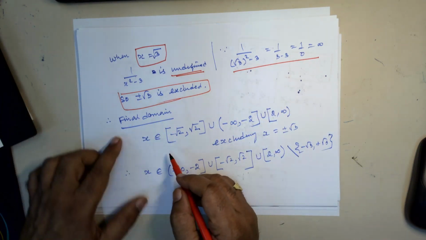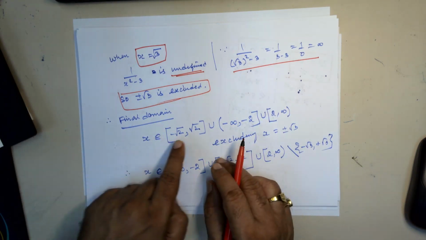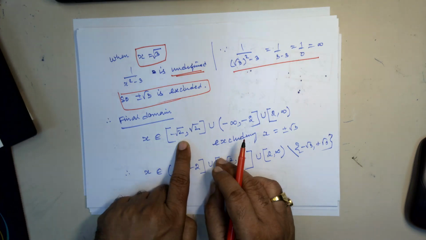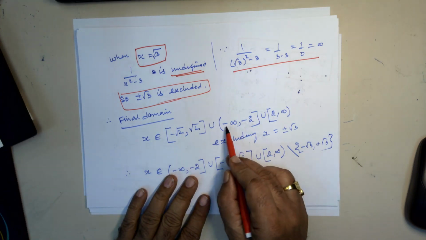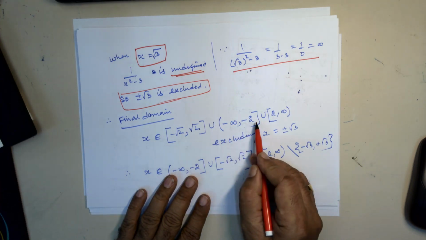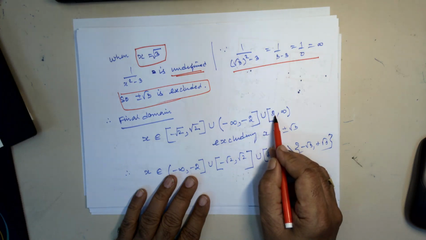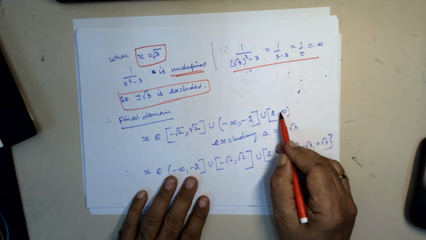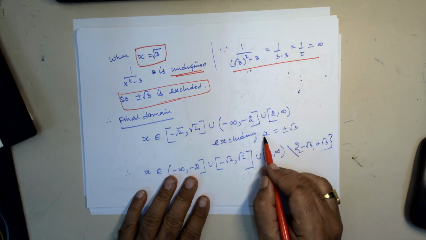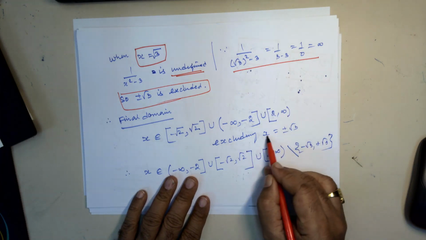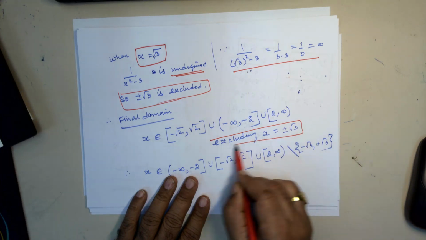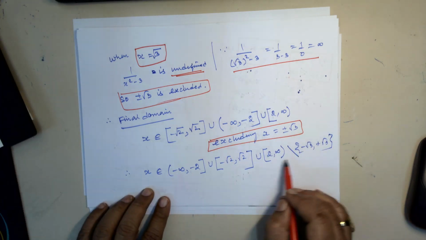Now we can arrive at the final domain. So x can be this, we already did. And this can be minus infinity to minus 2. Then you have to include that 2 also. And then that is plus infinity. So we have to exclude this. Okay, so I have excluded it.